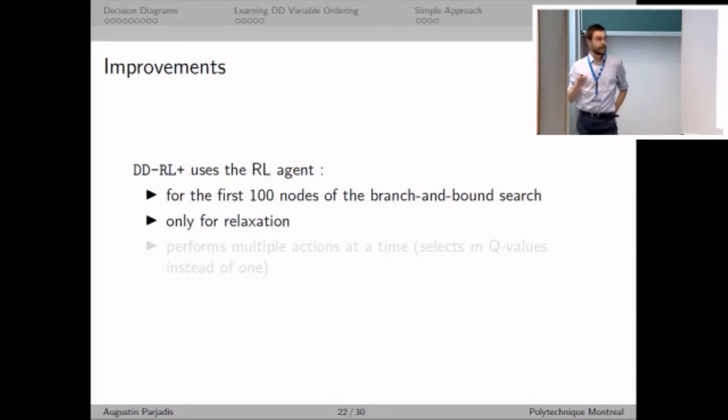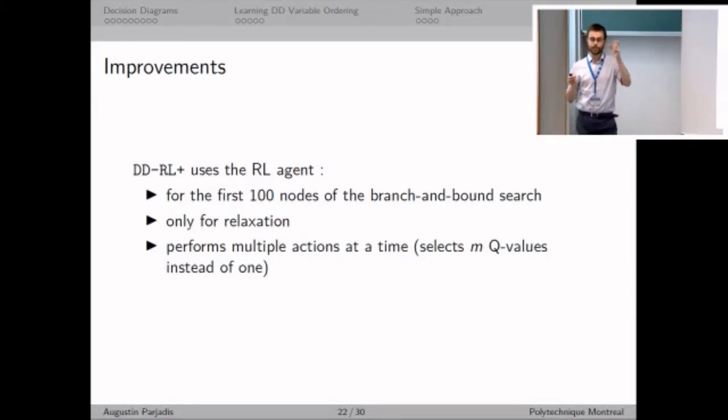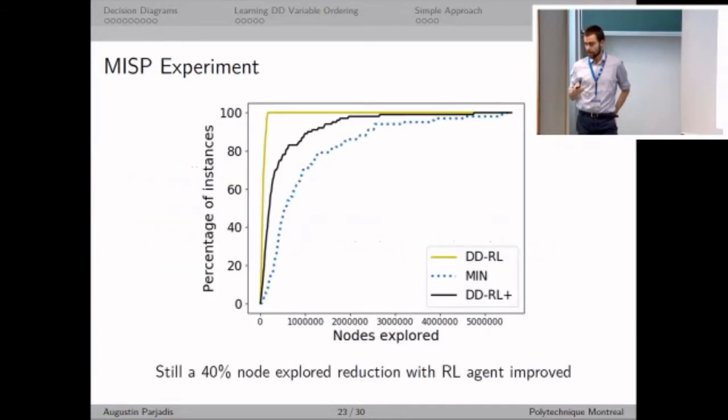Only using an agent for relaxation, this is the hardest bound to close, and also crucially performing multiple actions at a time. So instead of only picking the most promising variable to be added to the DD according to the agents and doing this one at a time, we select the M most promising variables before asking for other variables. And this makes for less precise orderings, but allows to divide by M the time taken to compute the orderings. And so here I just added the black curve.